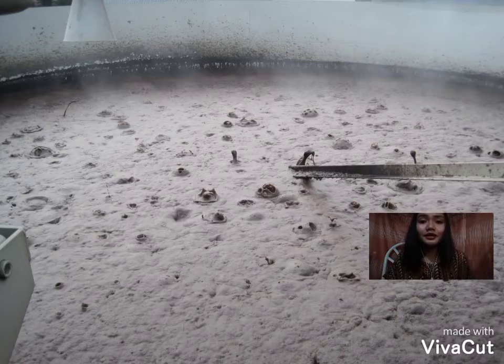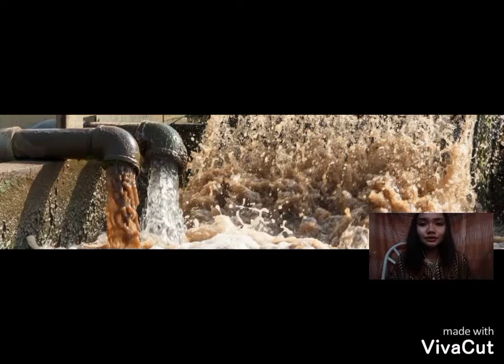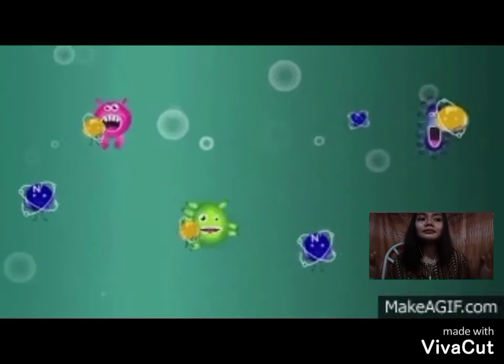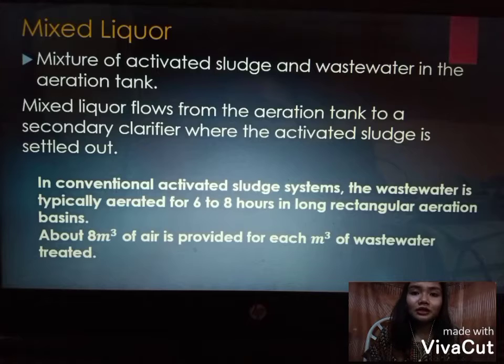Because of the use of organic compounds, the microorganisms will be able to grow. As microorganisms grow and are mixed by the agitation of the air that is injected, that's why it is called activated sludge. The individual organisms clump together to form an active mass of microbes, and this is what we call the activated sludge. Mixed liquor is what we call the mixture of activated sludge and wastewater in the aeration tank.